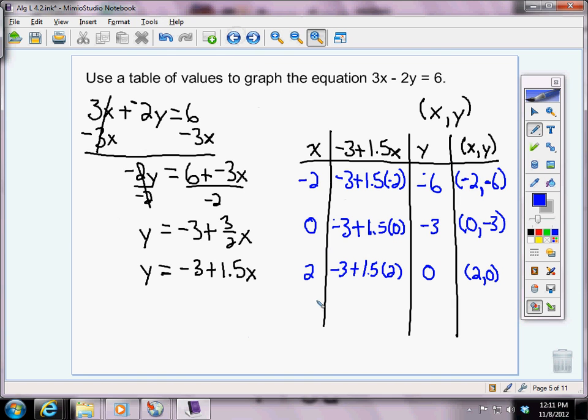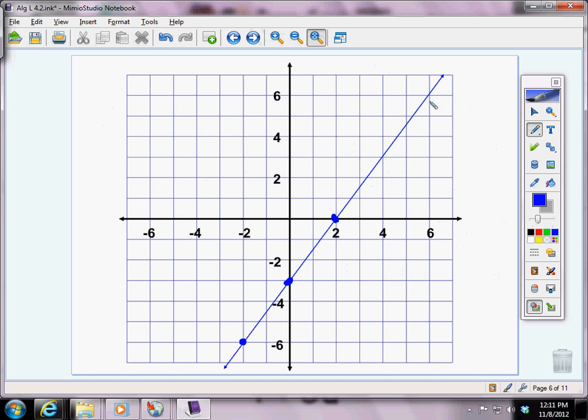Where did negative 2, 0, and 2 come from? I picked them. You can pick whatever you want. I do advise you, though, to keep them close to 0. I recommend using 0 because it usually is pretty easy, and I also recommend trying a negative and a positive. But again, our original equation was 3x minus 2y equals 6. This line represents all the solutions to that.